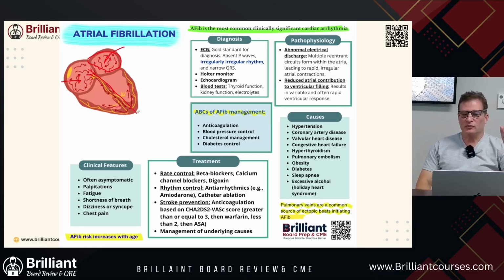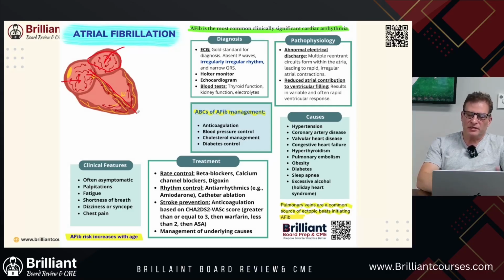Now the EKG is the gold standard for diagnosis. You're going to have absent P waves, irregular heart rhythm, and irregular QRS. You can wear a Holter monitor, which gives us long-term monitoring for what's not picked up on EKG. Echocardiogram will help us see what's going on with the heart structure-wise. And blood tests you want to consider: thyroid function, and probably the basic electrolytes, because there are cases where patients have electrolyte disturbances that cause atrial fibrillation. Kidney function too can affect things if we're taking certain medications, as they can build up in our system, or affect what we're excreting.